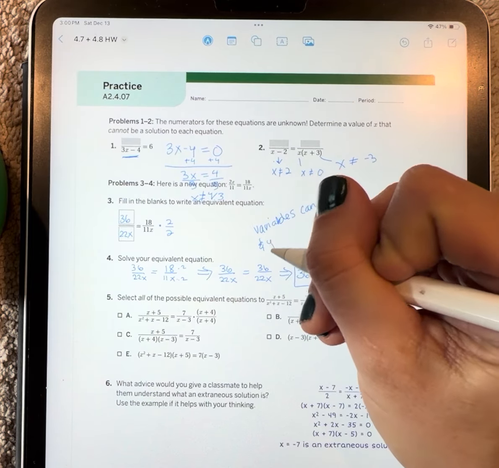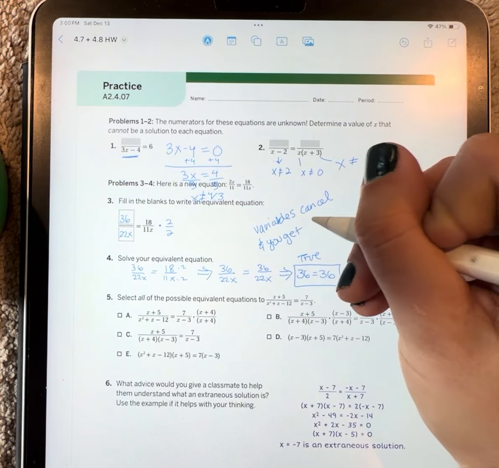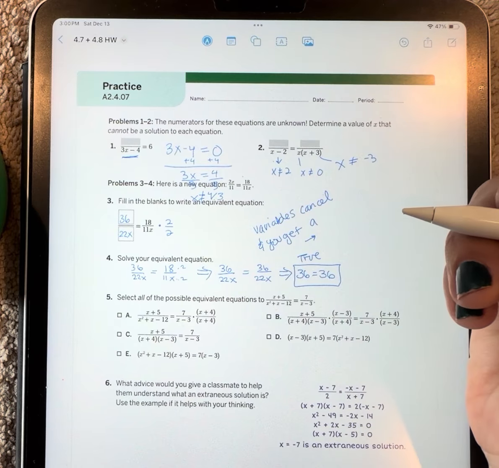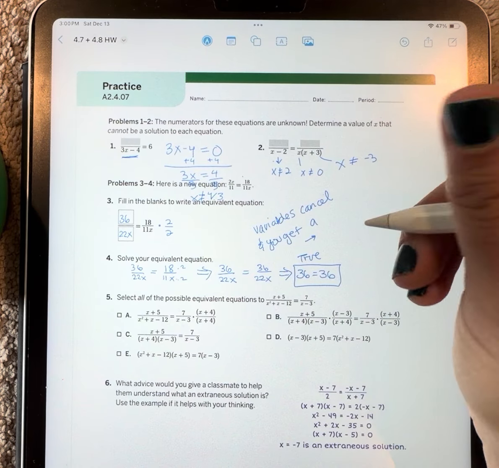And then you get a, yes, baby. Okay, I'm so happy about it.